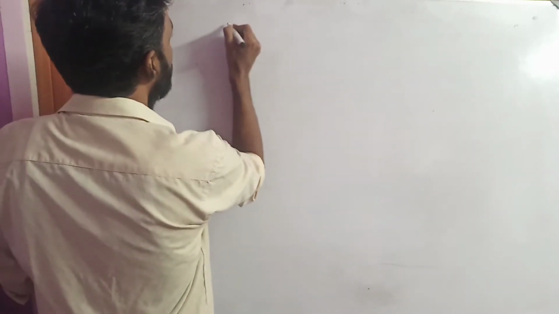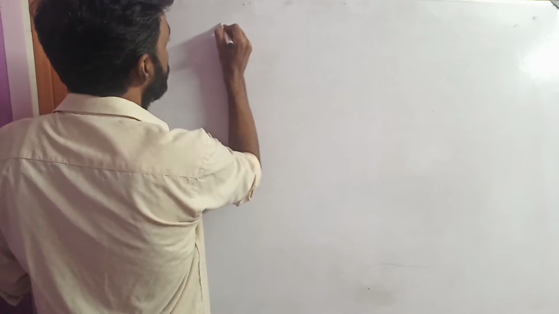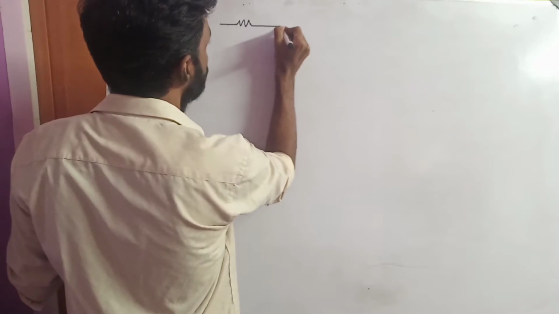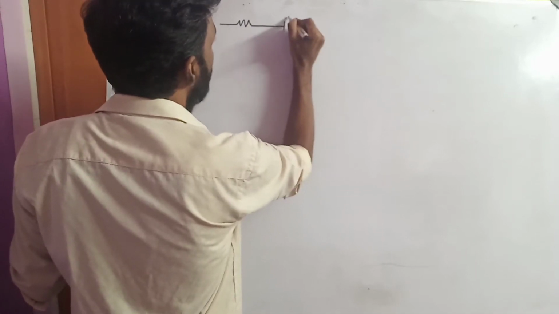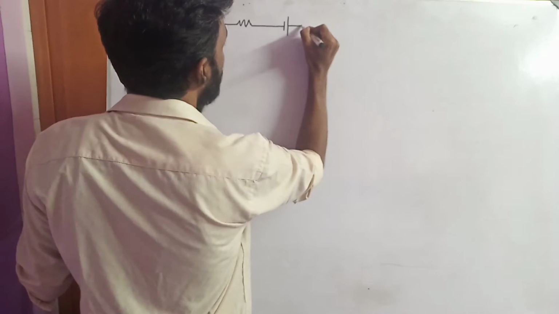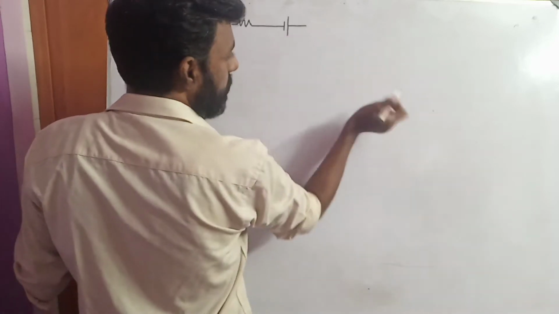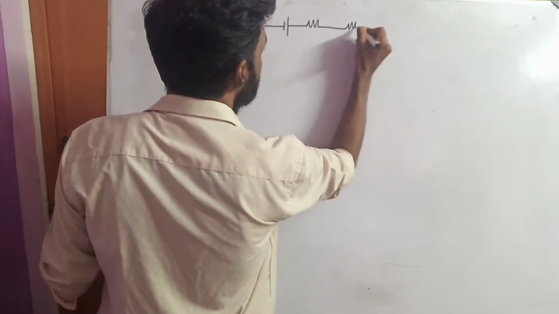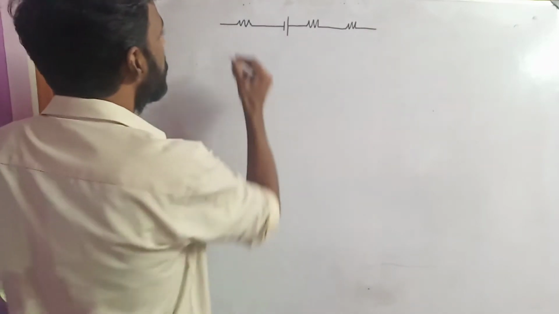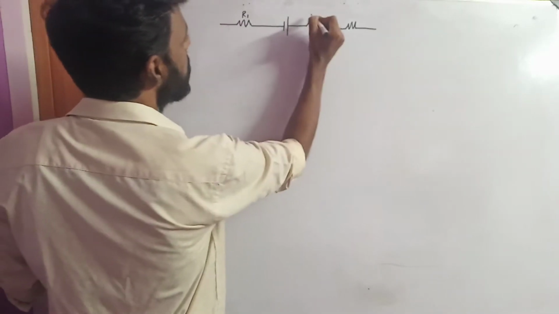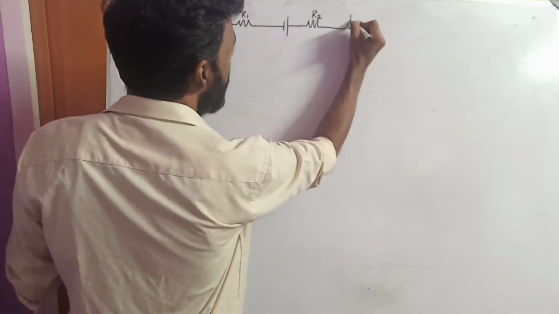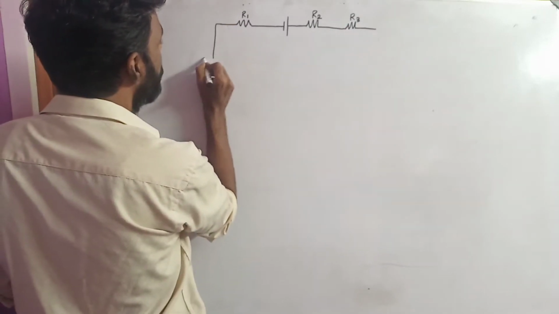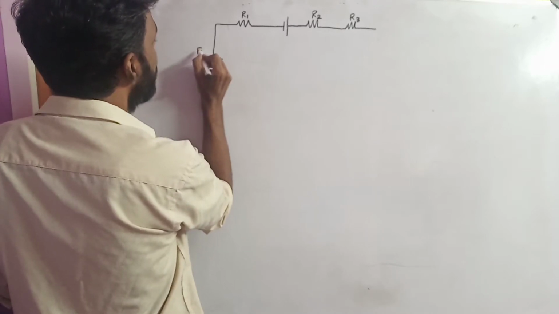Fine. So here I have three different resistors. In between I have a battery. Here a resistor and another resistor. So this resistor is called as R1, this is called as R2, and this is called as R3. Now here I have a battery which is called as E1.